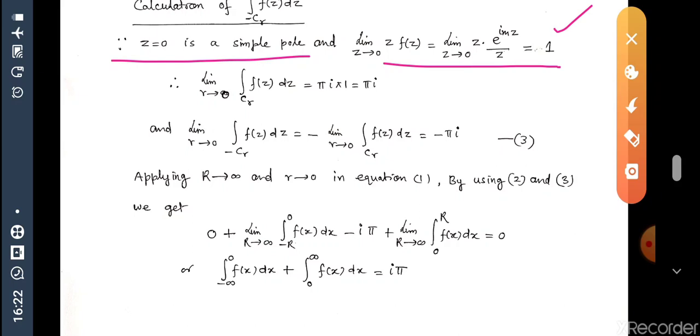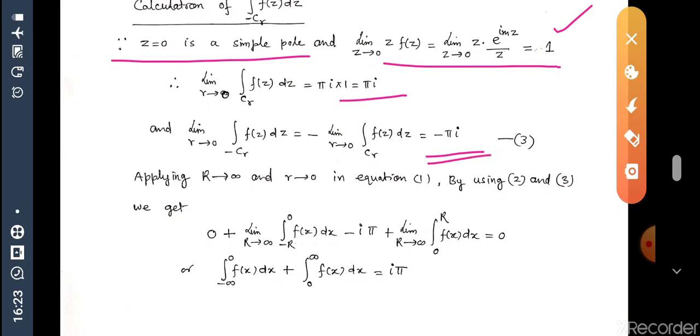So by the theorem for small circles which we saw in this lecture, limit r tends to 0 of the integration over C_r of f(z) dz is equal to pi iota into 1, that is pi iota. But in our contour we have to find the value of integration over minus C_r of f(z) dz, which is minus pi iota.